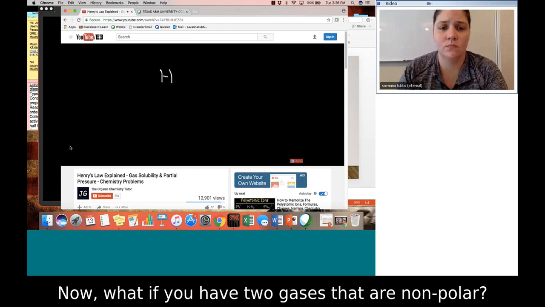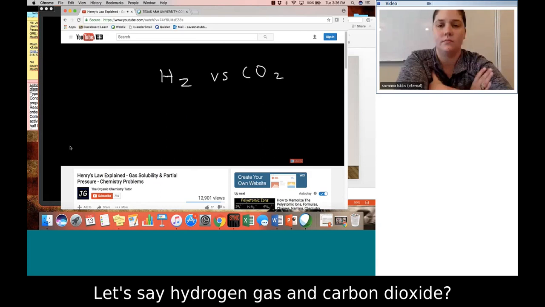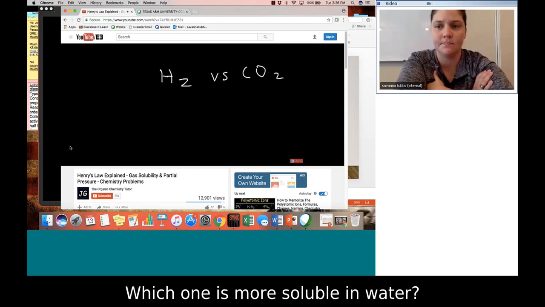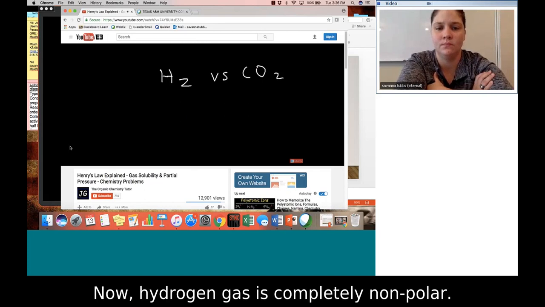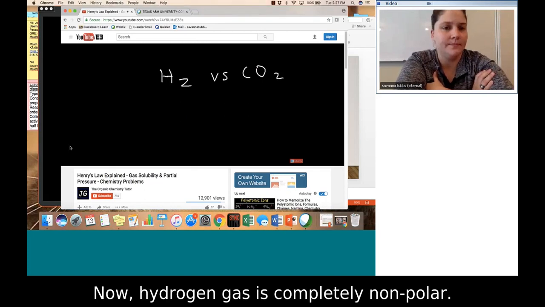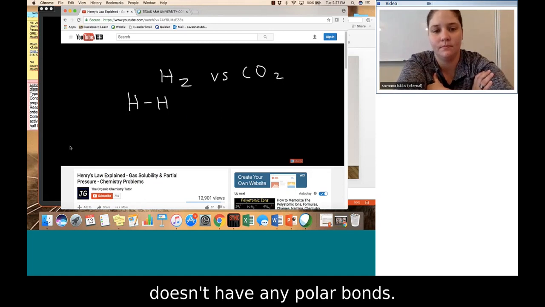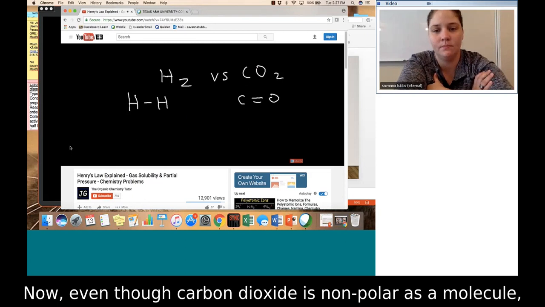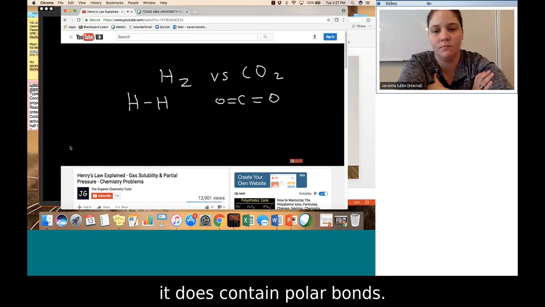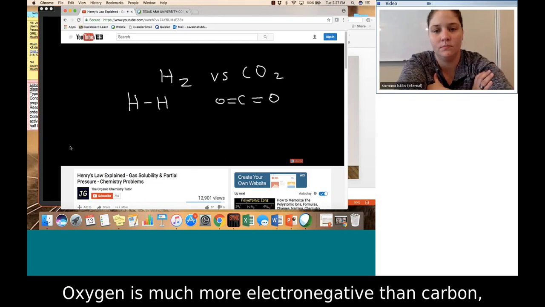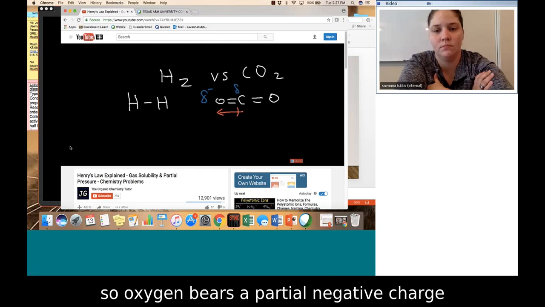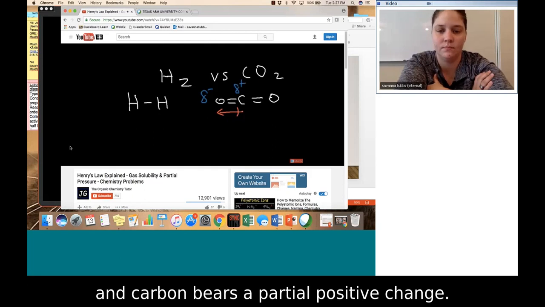Now, what if you have two gases that are nonpolar? Let's say hydrogen gas and carbon dioxide. Which one is more soluble in water? Now, hydrogen gas is completely nonpolar. It's nonpolar as a molecule, and it doesn't have any polar bonds. Even though carbon dioxide is nonpolar as a molecule, it does contain polar bonds. Oxygen is much more electronegative than carbon. So oxygen bears a partial negative charge, and carbon bears a partial positive charge.